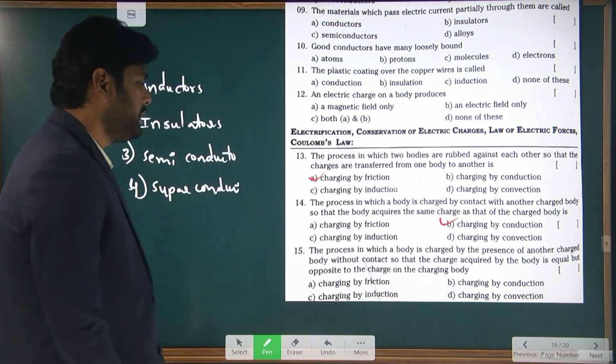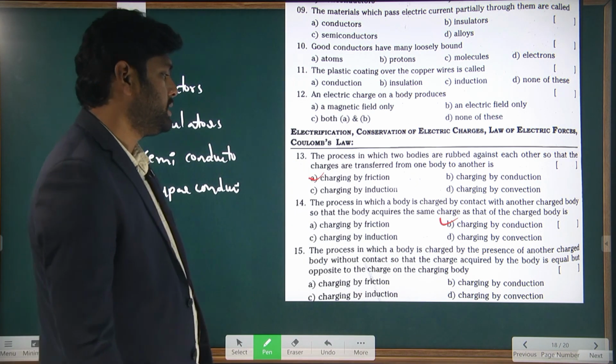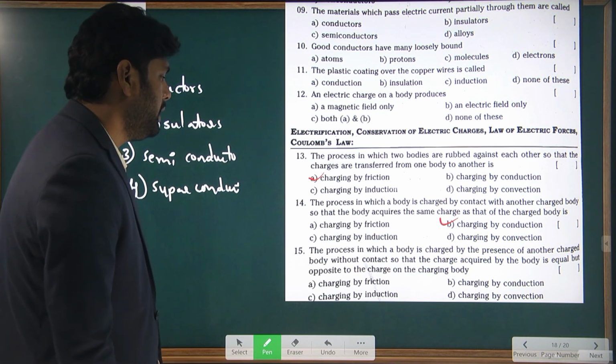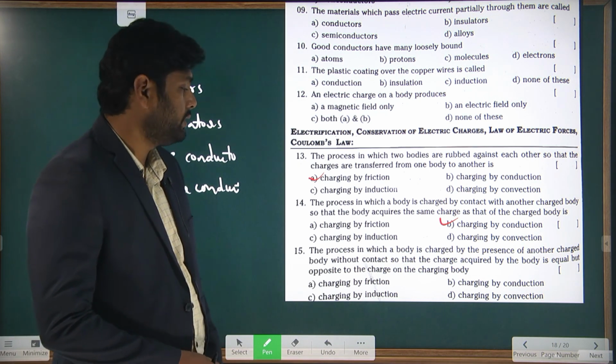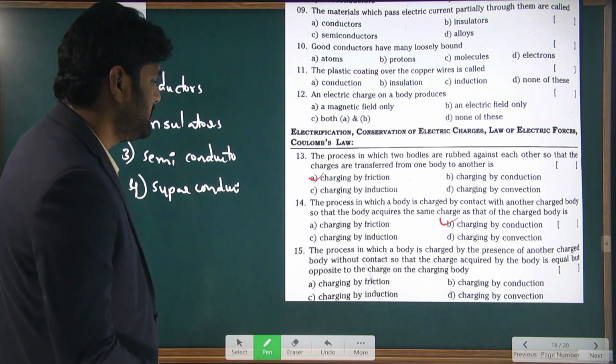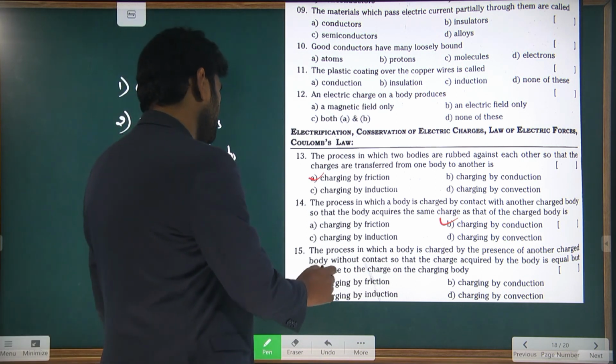Very good. The process in which a body is charged by the presence of another charged body without contact. Without contact, so that, sir, convection? Not convection, charged by induction.